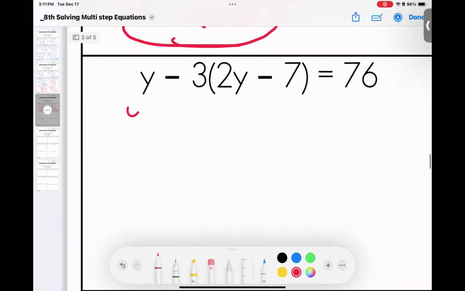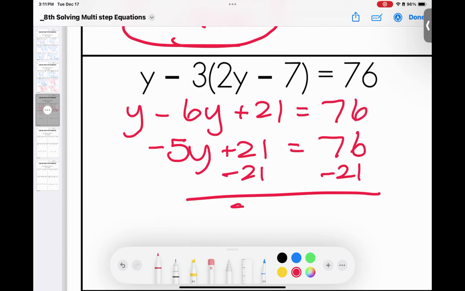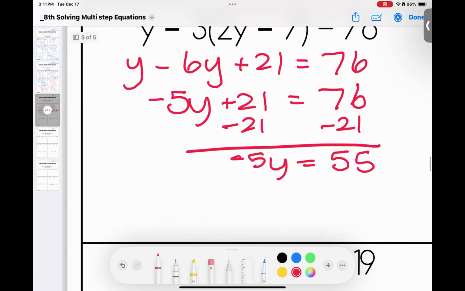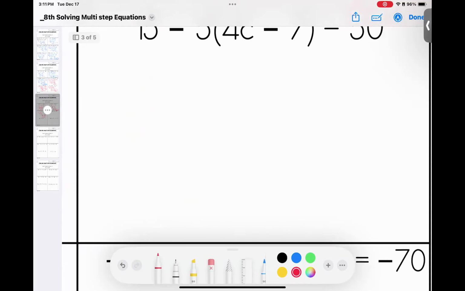Let me write a y. There we go. y minus 6y plus 21 equals 76. Negative 5y plus 21 equals 76. Subtracting from both sides, negative 5y equals 55. Divide by negative 5. Goodness, my handwriting today. y is equal to negative 11.